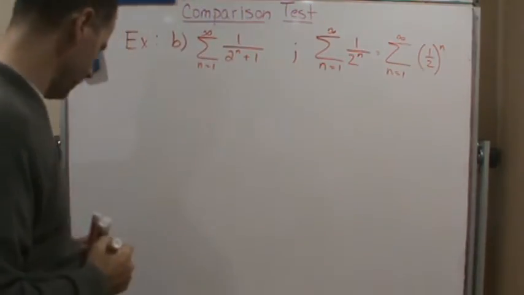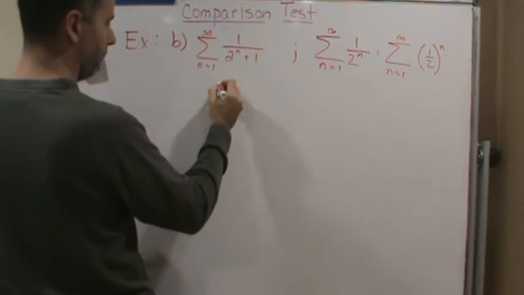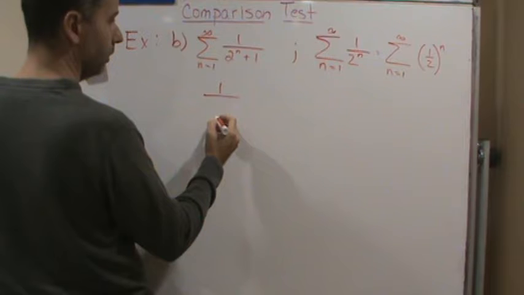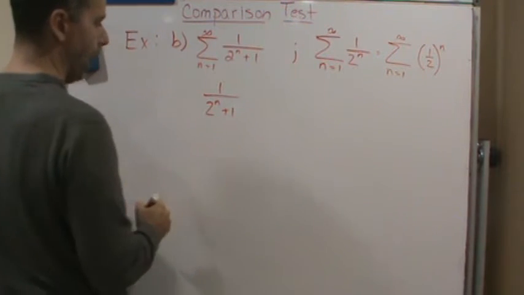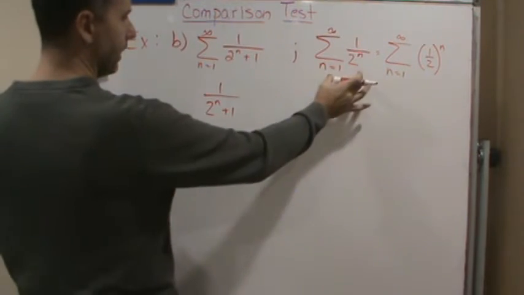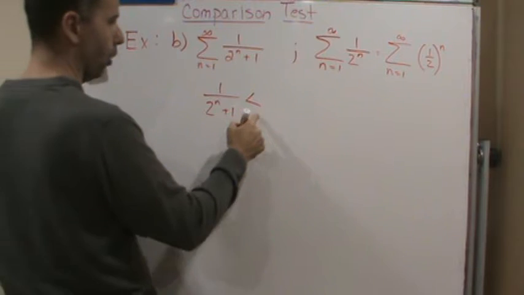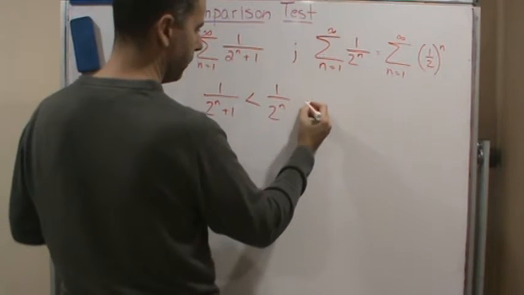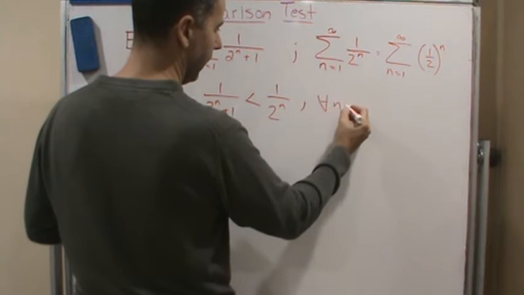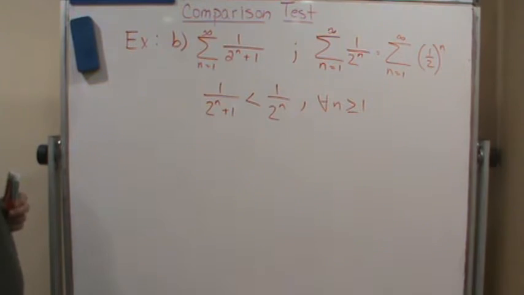Okay, now let's compare the nth term. Well, we look at 1 over 2 to the nth plus 1. Now, is this always less than or equal to that? And the answer is yes. So this is always less than 1 over 2 to the nth for all n greater than or equal to 1. That is true.